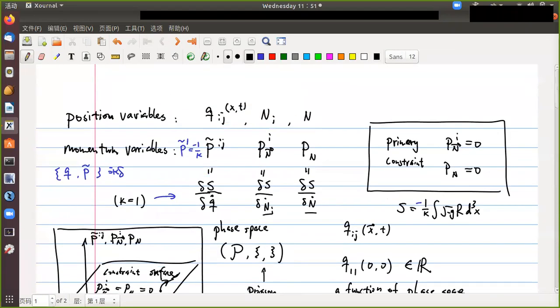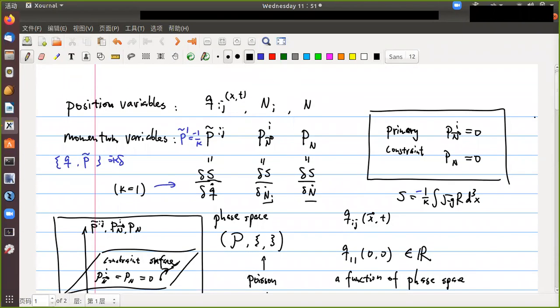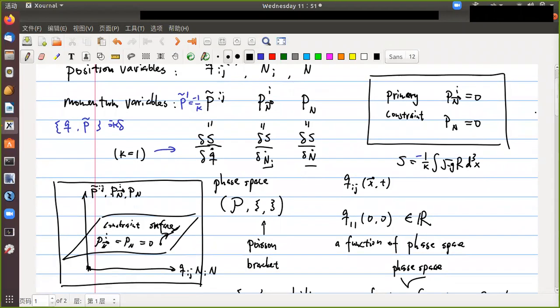So, okay, let me briefly review this scheme. Firstly, you have position variables. These are just the variables in your Lagrangian. After you did the 3+1 decomposition, you get those position variables, and then you derive those momentum variables by this standard relation, and then you can construct the phase space and the Poisson bracket because you know the conjugate variables already. But sometimes, like here in GR, the action has no n dot and ni dot. And then you get some primary constraints.